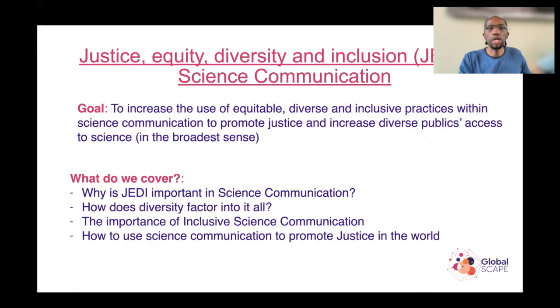The goal was to increase the use of equitable, diverse, and inclusive practices within science communication, to promote justice and increase diverse public's access to science. So things we covered in that workshop are, why is JEDI important in science communication? How does diversity factor into it all? What is the importance of inclusive science communication? And how can we use science communication to promote justice in the world?